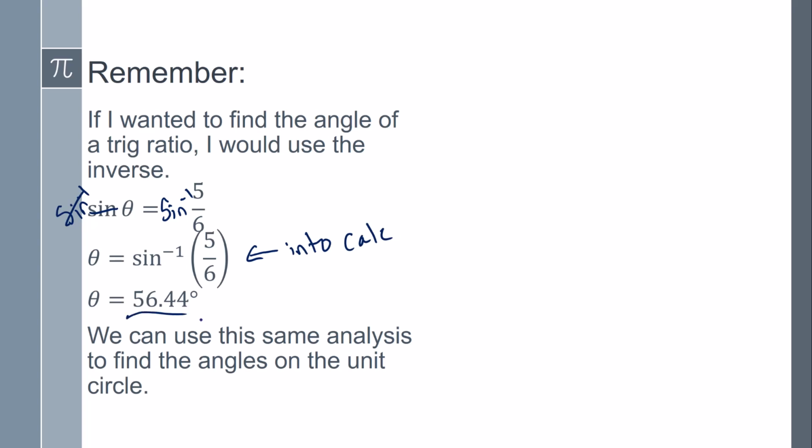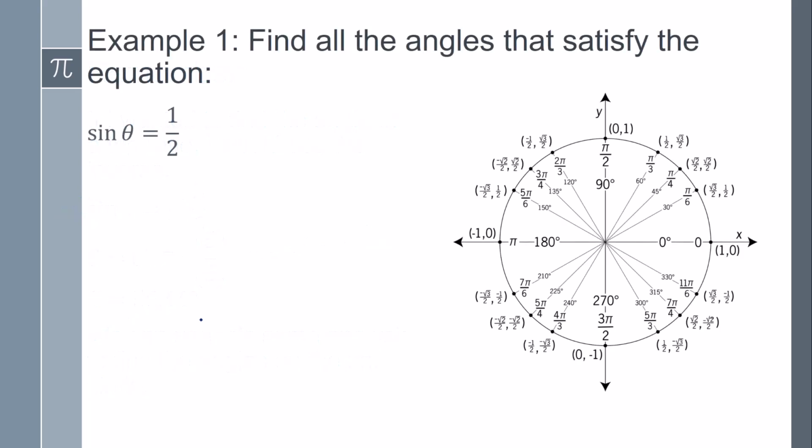Now, we can use this same analysis to find the angles on the unit circle. So if I wanted to find all the angles that satisfy this equation corresponding to the unit circle, it's basically saying what angle do I have to where sine of theta equals 1/2? Or, mathematically, you can take the sine inverse to both sides. You get theta equals sine inverse of 1/2. So what angle gives me that sine ratio of 1/2? Well, my sine ratio is 1/2 here and here. So the angle is going to be 30 degrees and 150 degrees.